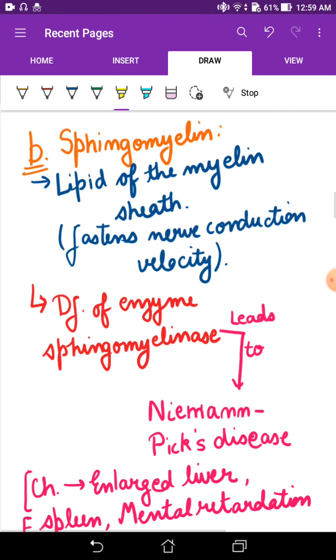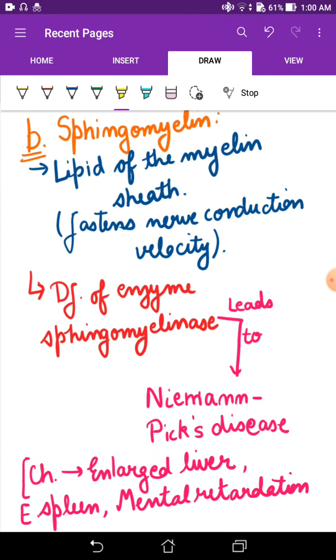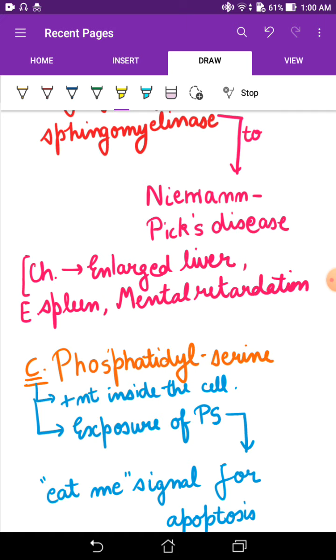Now the second one we have is sphingomyelin. It is the lipid of the myelin sheath. As you know, for fast conduction we have lipids, so sphingomyelin is present there. Also, it is present in the lung; it is a minor surfactant. Now, the deficiency of sphingomyelinase, not sphingomyelin, the enzyme used for its metabolism, leads to a disorder known as Niemann-Pick disease.